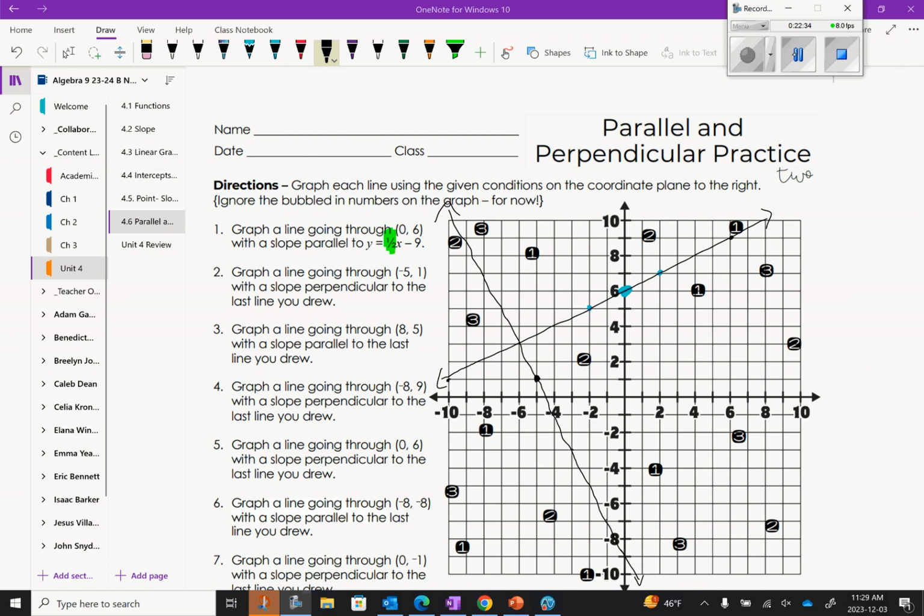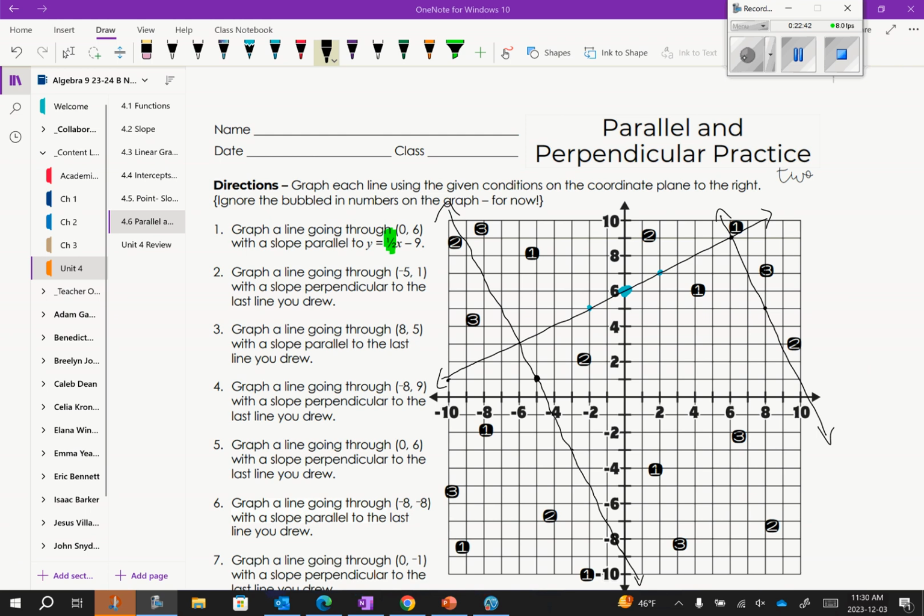Now I'm going to go ahead and graph line number 3. Pause the video, see if you can do it, and then compare with mine. It said parallel to the last line you drew, so I needed a slope of -2 again, which means this one was perpendicular to the first one that I drew.